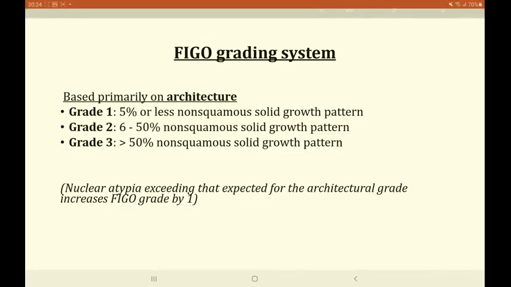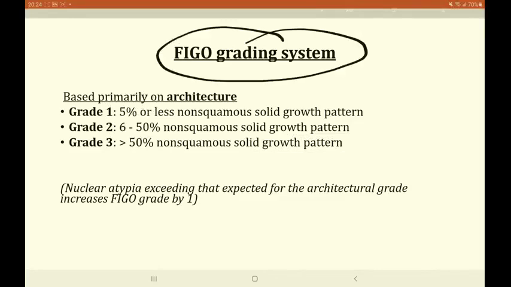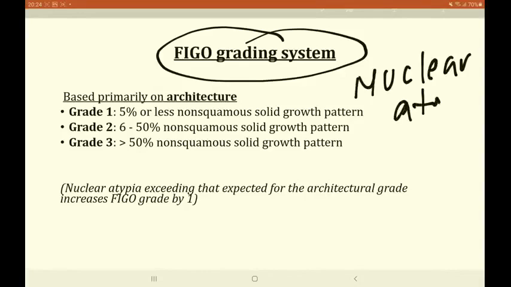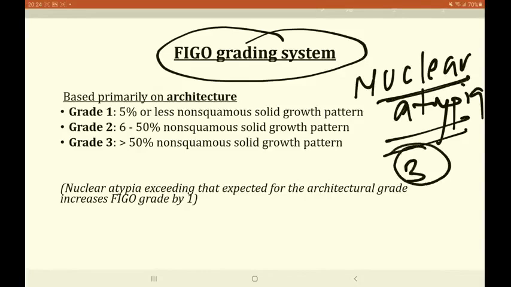Did anything change in the FIGO grading system? Yes. If we have nuclear atypia of grade 3, that is, the highest pleomorphism, then in the case of FIGO grade 1, the grade 1 becomes grade 2. We add 1 grade. Similarly, if we have nuclear atypia of grade 3, the highest amount of pleomorphism, then FIGO grade 2 becomes grade 3.